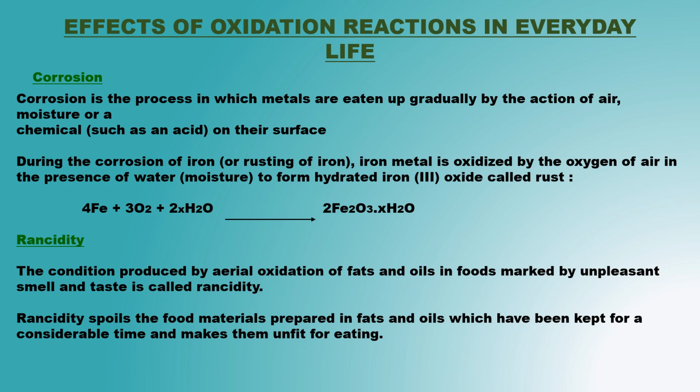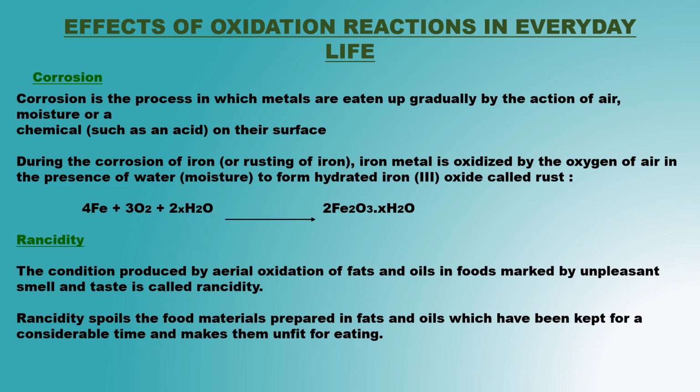Rancidity of food. Corrosion. Corrosion is the process in which metals are eaten up gradually by the action of air, moisture or a chemical, such as an acid, on their surface. Corrosion is caused mainly by the oxidation of metals by the oxygen of air. Rusting of iron metal is the most common form of corrosion. When an iron object is left in damp air for a considerable time, it gets covered with a red-brown flaky substance called rust. This is called rusting of iron.